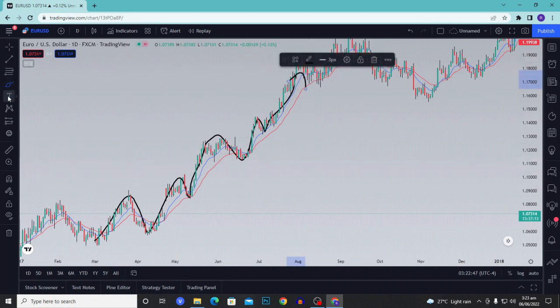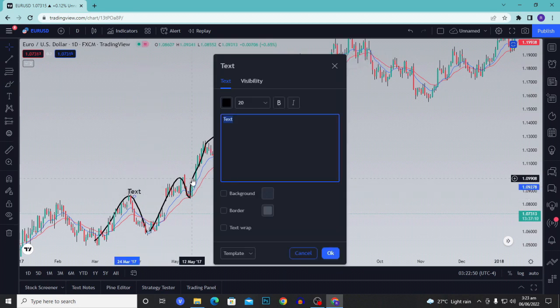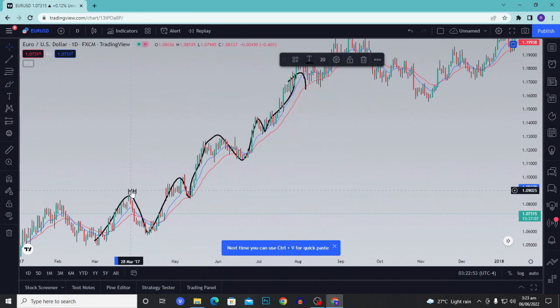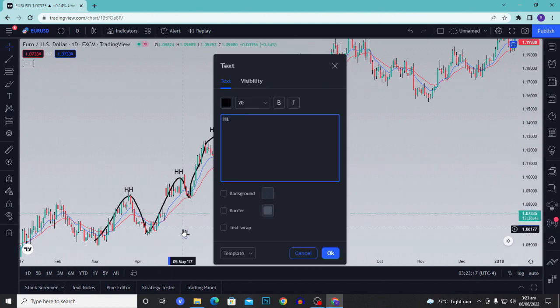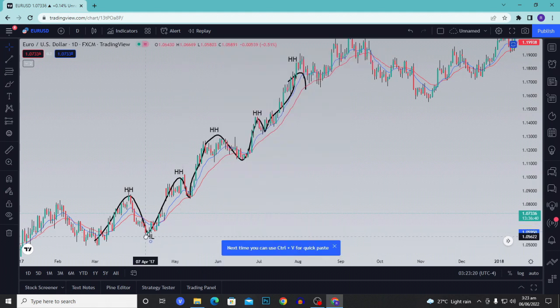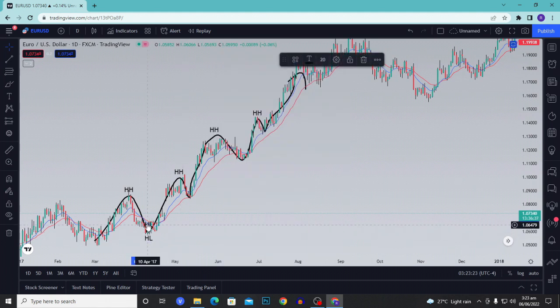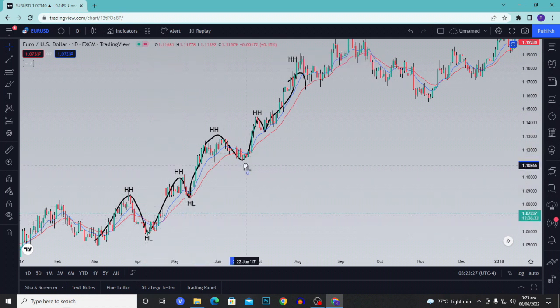See? Let's label it. These are higher high points right here. Another higher high, another higher high, another higher high, and what we're about to see here is another higher high. And let's put down our higher low points. We have right here a higher low, another higher low, another higher low, and right up here another higher low.